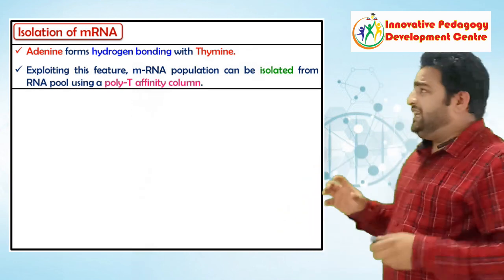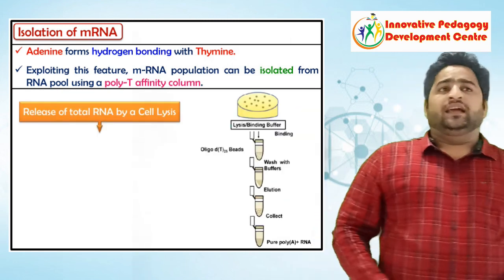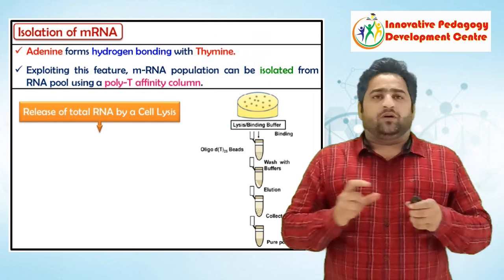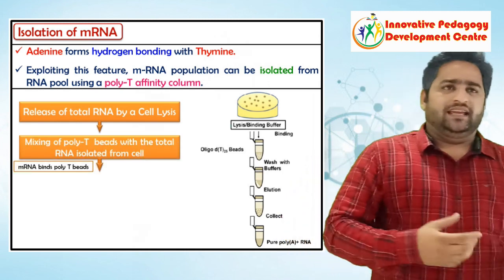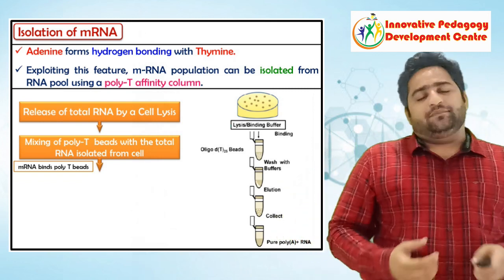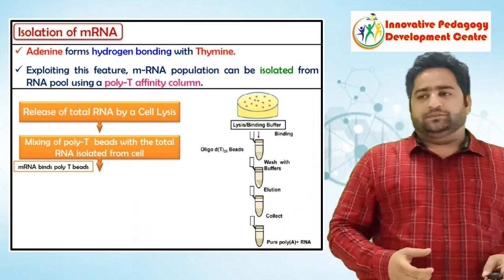So, steps of cDNA library construction. These are the steps, beginning with isolation of mRNA. Adenine forms hydrogen bonds with thymine. We know that this is complementary base pairing of DNA or RNA. Exploiting this feature, the mRNA population can be isolated from the total RNA pool using a poly T affinity column.